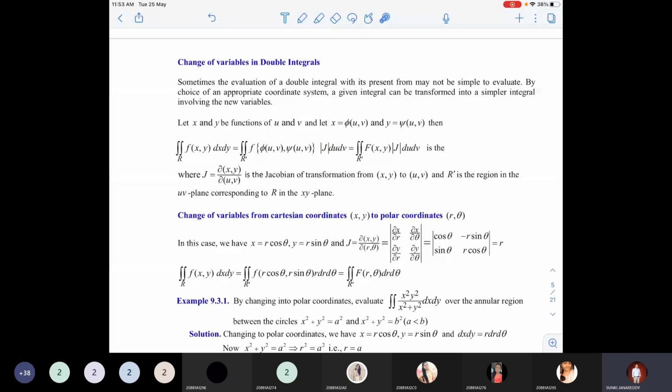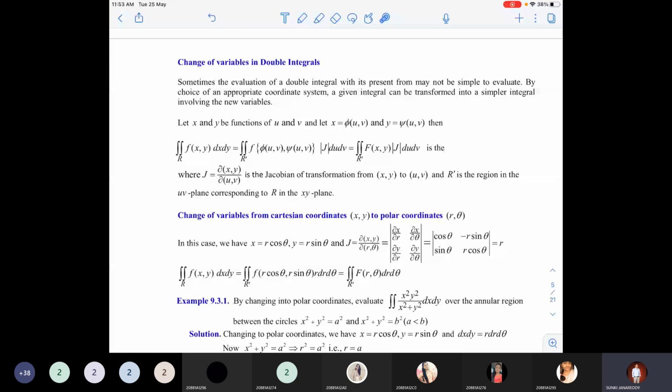What is the Jacobian here? J is equal to dou of x comma y with respect to u comma v. That value we should find, and we should substitute here. Okay na. Since we are converting x comma y into u comma v, we need to know the Jacobian of x comma y with respect to u comma v, into du into dv. Okay na.